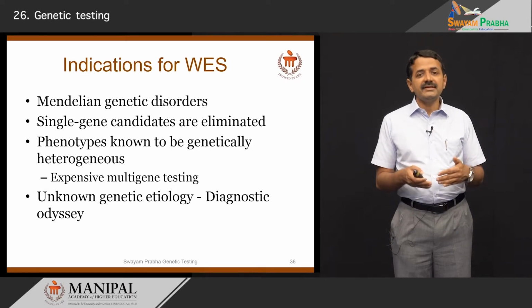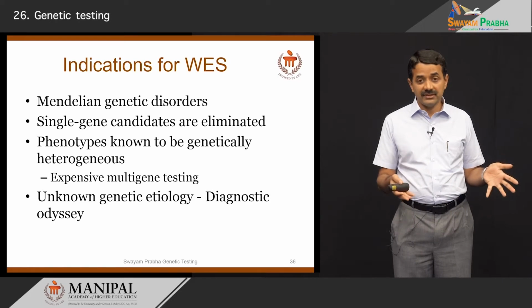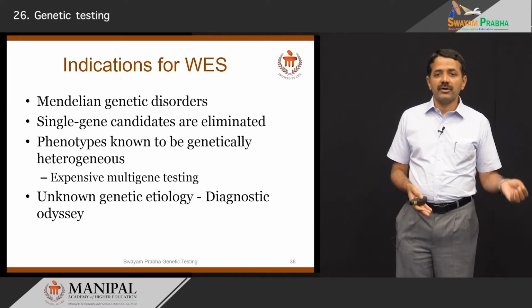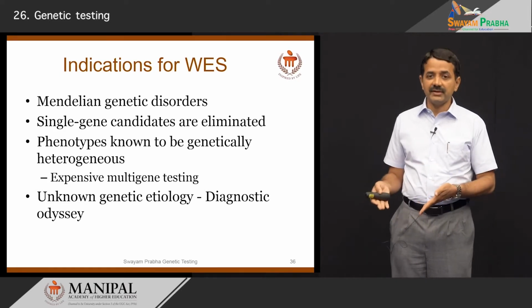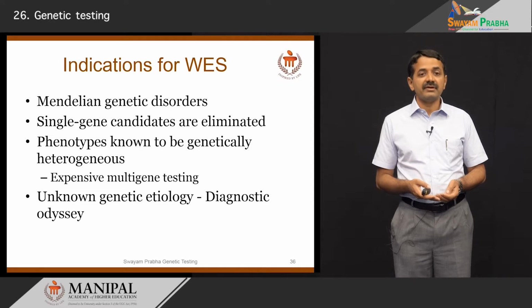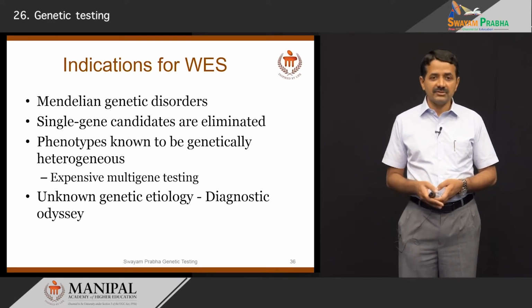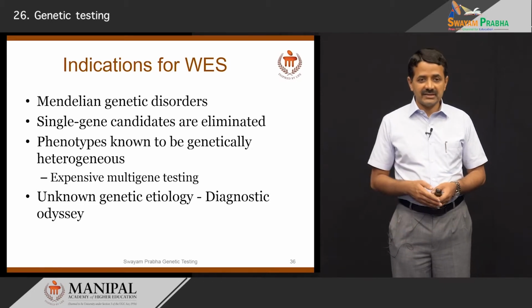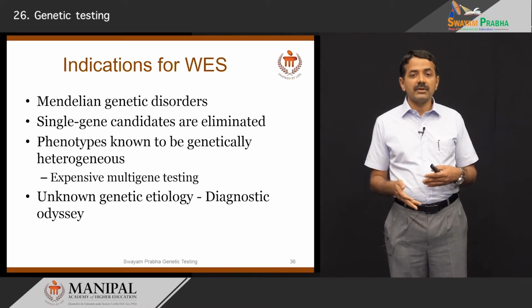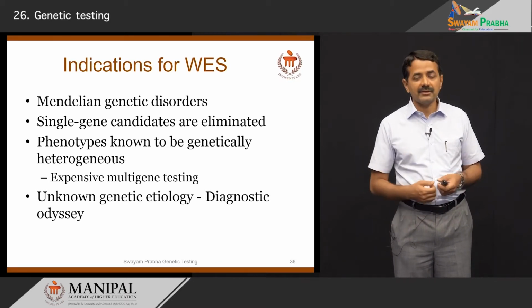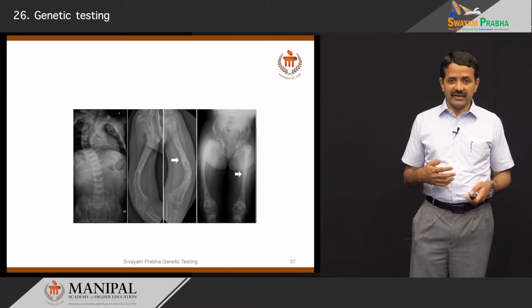And when single gene candidates are eliminated, you do have several genes which need to be tested together, or point mutations or common mutations, what I would say are recurrent mutations, are already tested, and you have to sequence several genes, like phenotypes known to be genetically heterogeneous, and multi-gene panel testing is often expensive, and you do not have a proper clinical narrow diagnosis, then this becomes a test of choice to screen several genes in one experiment.